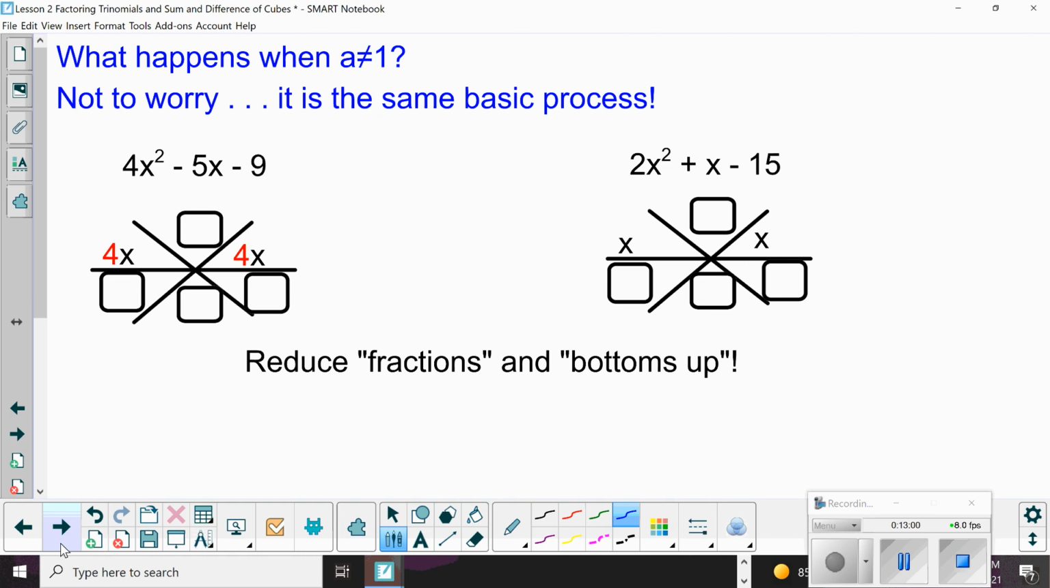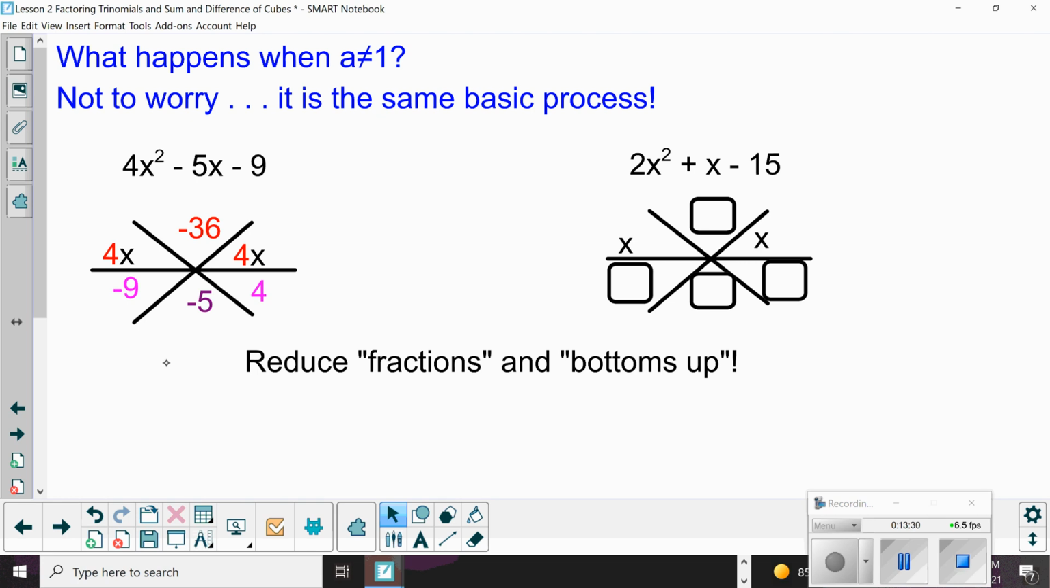But what happens when a does not equal 1? Well, don't worry. It's the same basic process that we've been working on, okay? Same basic process. Except now I need a times c. Well, a times c, 4 times negative 9, is negative 36. And then the negative 5. Now I still need 2 numbers that will multiply to negative 36 and add to negative 5. And that's negative 9 and 4. Negative 9 times 4 is negative 36. Negative 9 plus 4 is negative 5.